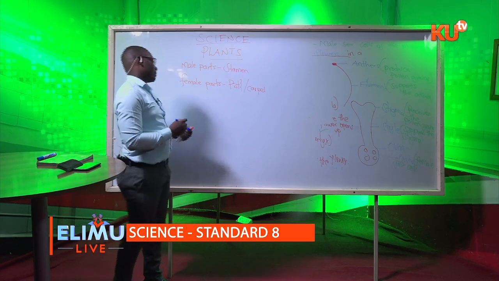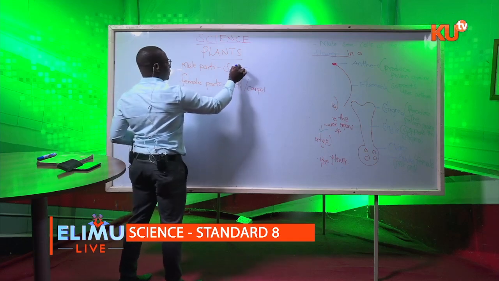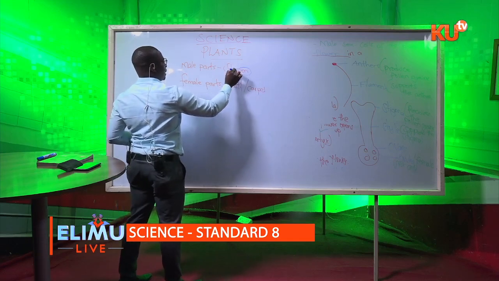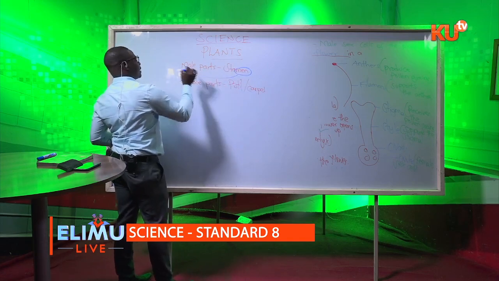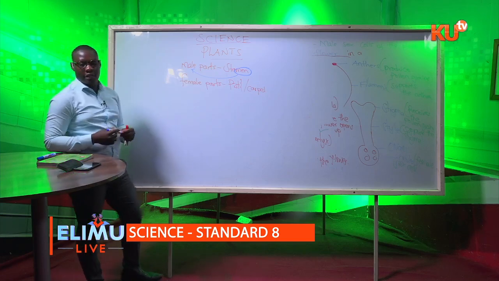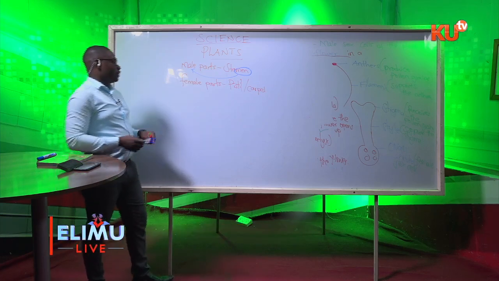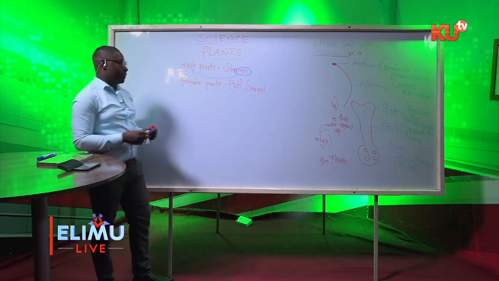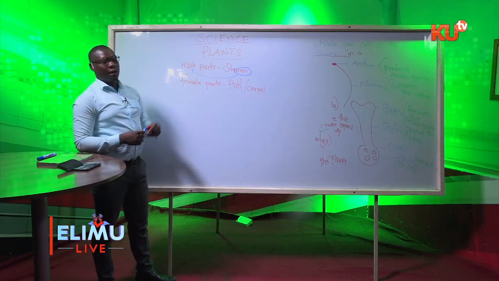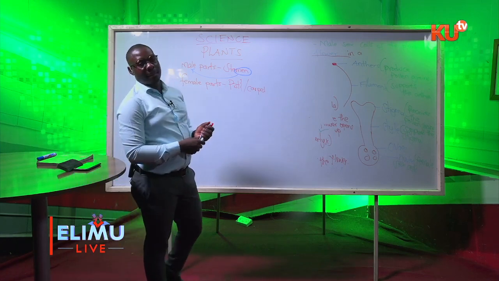Those are the female parts of a flower. To be able to remember the male parts, they have the word men. If they have the word men, then that definitely tells you that those are the male parts. So you can use that to memorize: men for male parts. So the stamen are the male parts. The female parts will be called the pistil or the carpels.